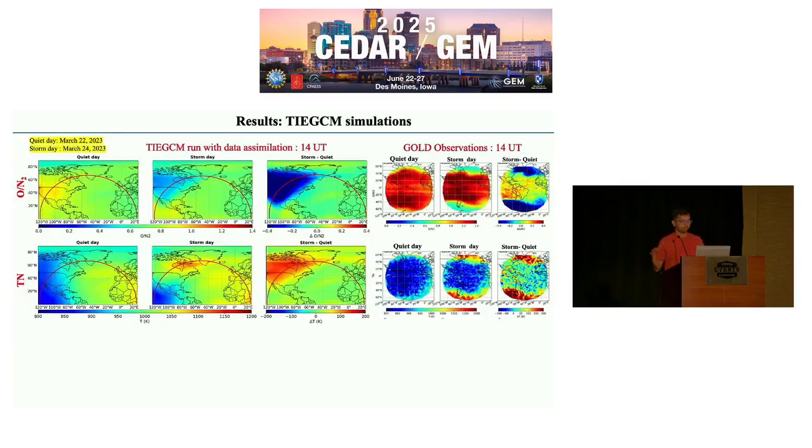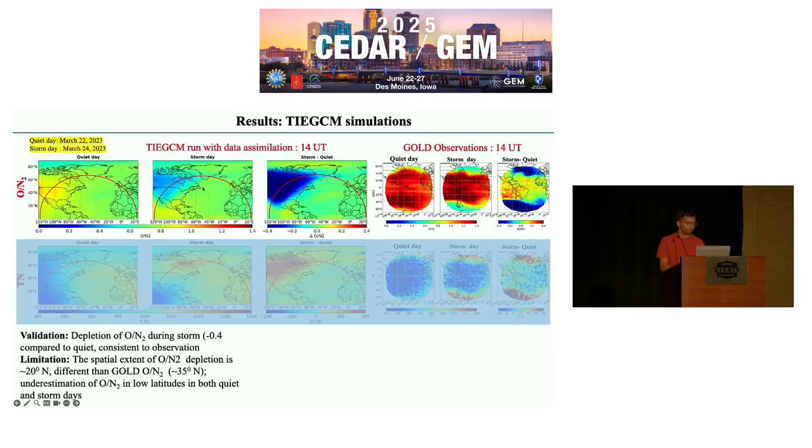So we look at the global scale also, like how the model works and TIGCM responds to the data assimilated aurora and electric field. So these results are all after the data assimilation. This is for the quiet day. The second one is the storm day.